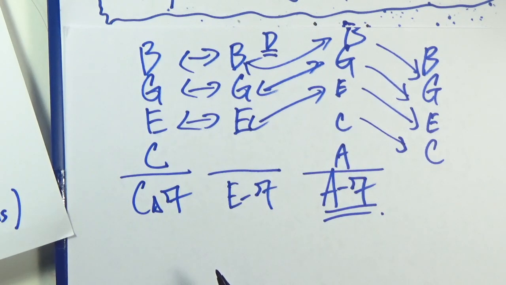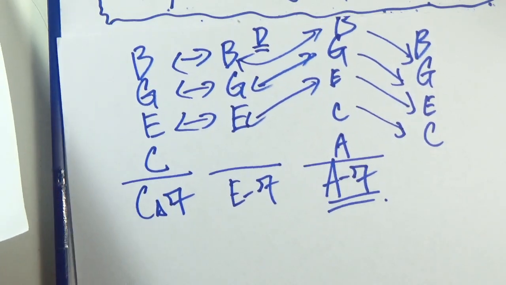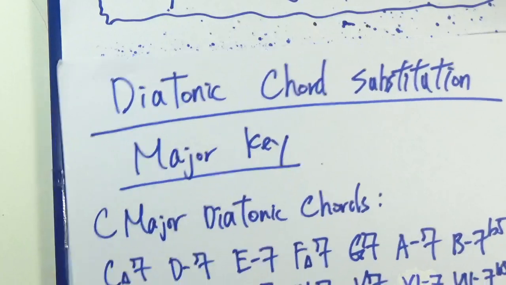We substitute one chord for another because they are mostly similar to each other with really minor differences, and those minor differences give us a little bit of freshness. Okay, that gives us that slight difference.